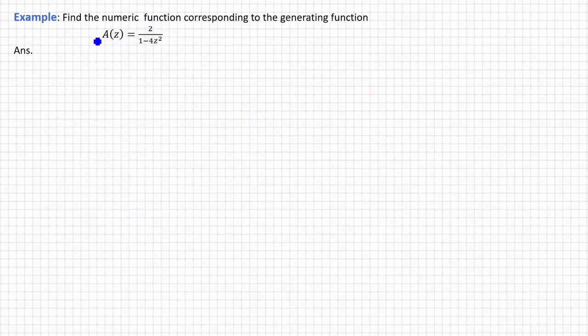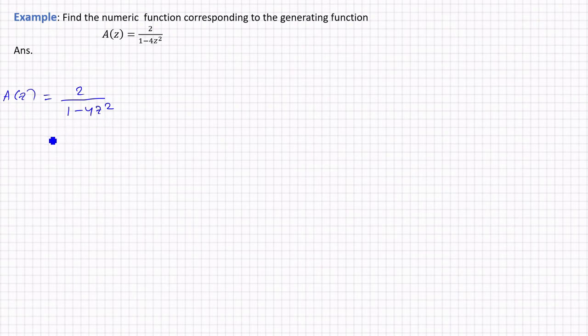Come to another example. Find the numeric function corresponding to the generating function A(z) equal to 2 divided by 1 minus 4z square. So here it is given a generating function A(z). Now we have to find out the corresponding numeric function. So we can write it down.